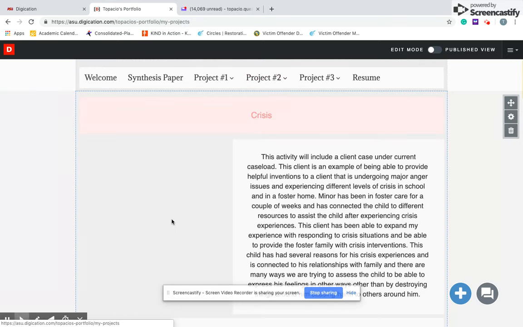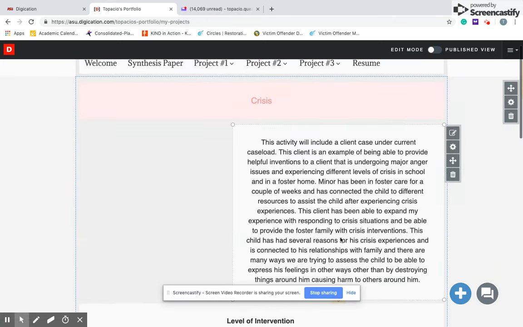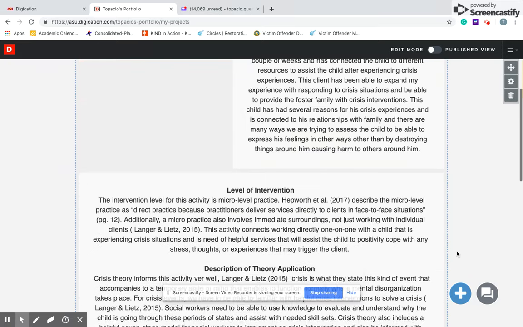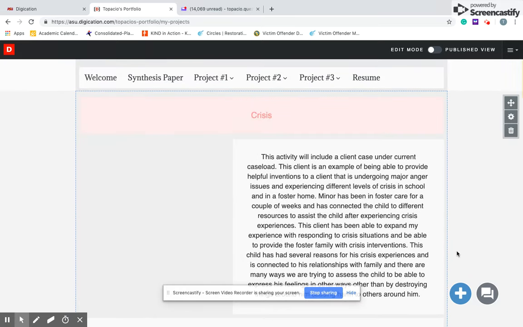My second one I built based on a client on my current caseload, who has been going through a lot of crisis events in the foster home. I chose this one as my second activity, and I have been providing the client and the foster parents with additional resources and services to help them with this process.